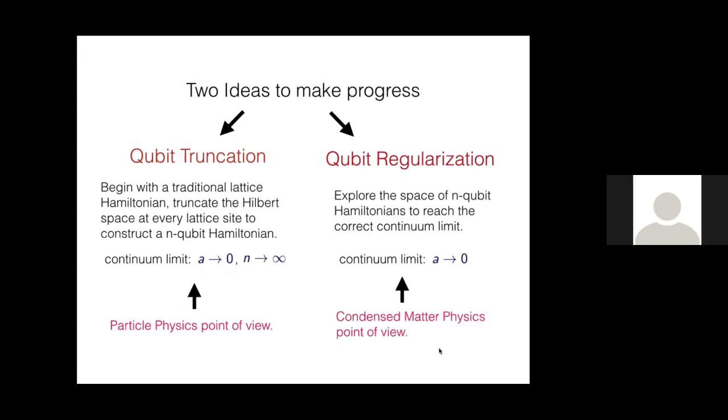This could be thought of as more of a condensed matter perspective, where you actually design the material with the right lattice spacing, the right lattice structure and the right interactions, such that you get at a quantum critical point the continuum limit that you want.